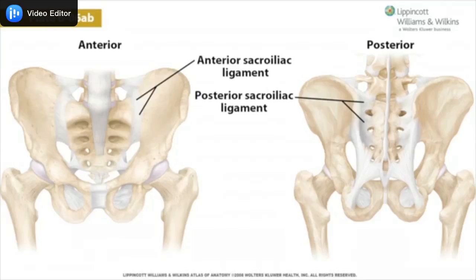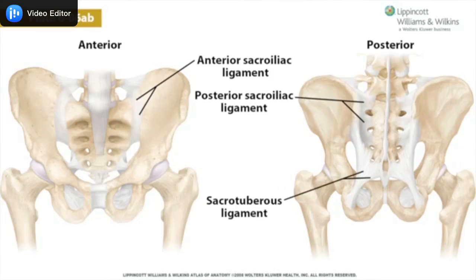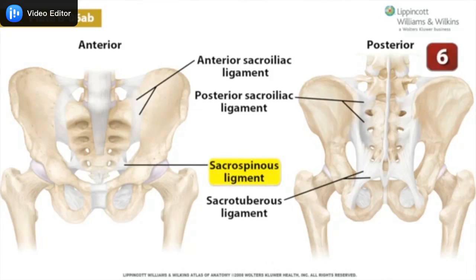The anterior and posterior sacroiliac ligaments, consequently, are extremely thick. In anatomical position, the sacrum is tilted anteriorly, so the weight of the body tends to exert an anterior rotational force on the sacrum with respect to the hip bones. 2 ligaments that help to resist this rotational force are the sacrotuberous ligament, which runs from the sacrum to the ischial tuberosity, and the deeper sacrospinous ligament, which runs from the sacrum to the ischial spine.